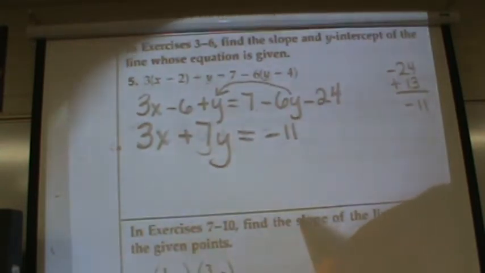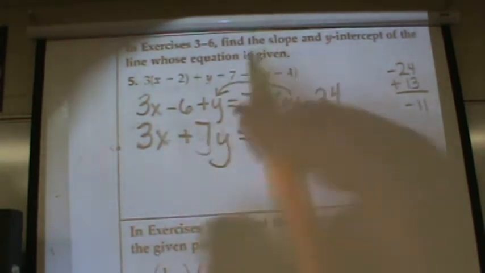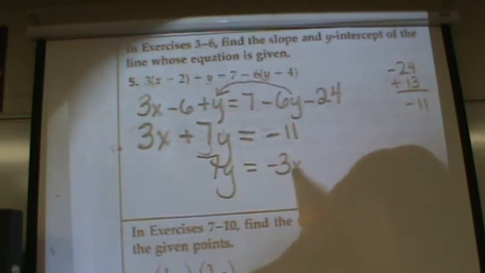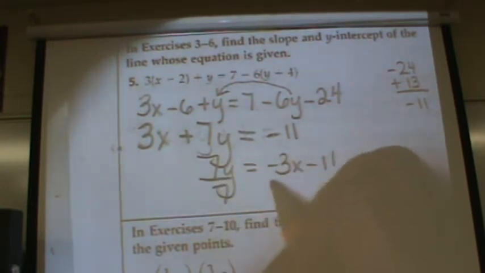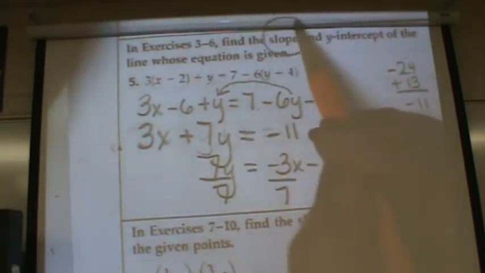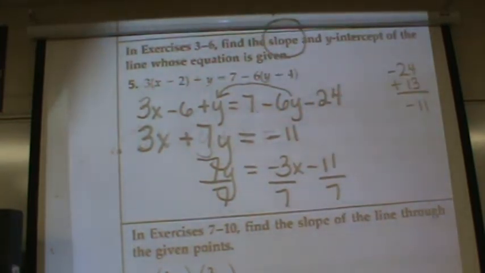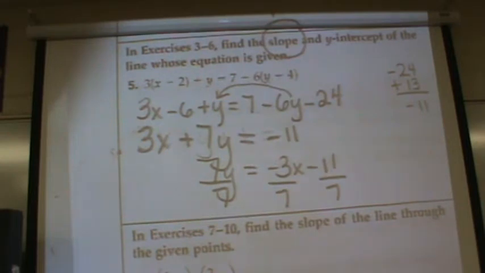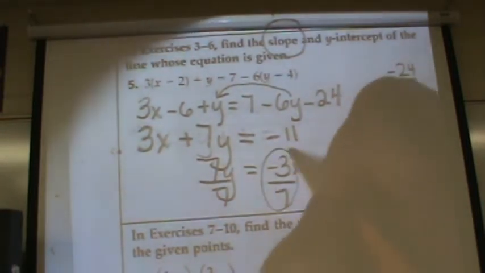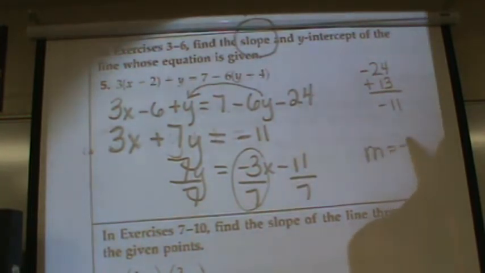Okay, now we wanna get it in slope-intercept form, so bring 3x to the other side and divide everything by 7. So what is the slope? Negative 3/7, and what's your y-intercept? Here's your slope, 1 minus 6. Do you want that as a mixed number or as an improper fraction? Improper.